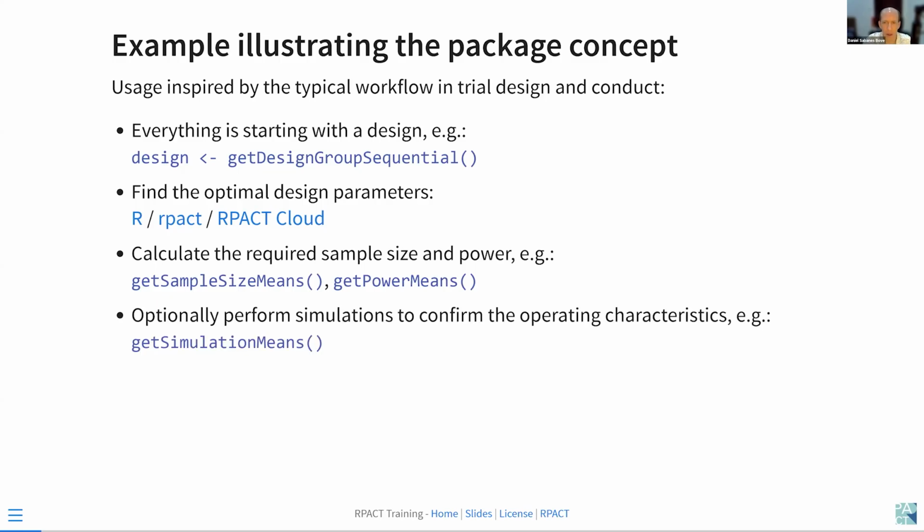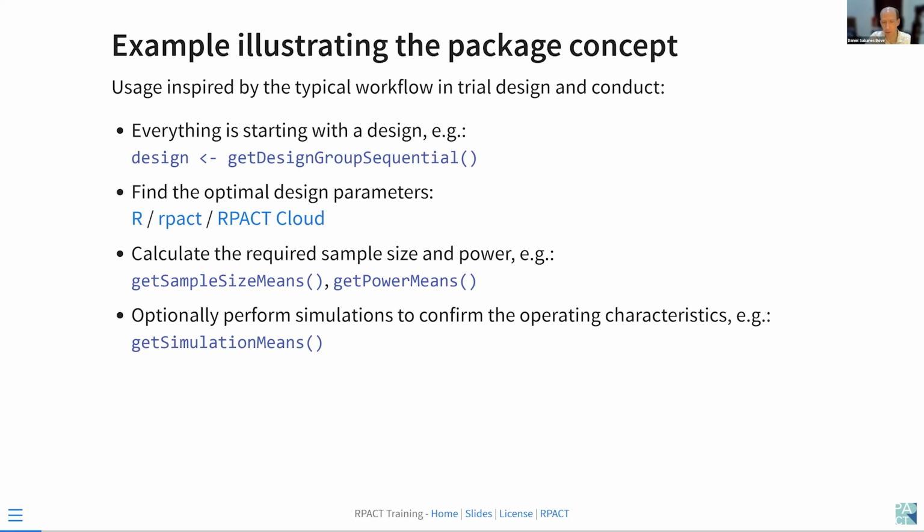We might also perform simulations to confirm the operating characteristics, let's say without the asymptotic assumptions, so basically with finite sample size. Here we can do that, for example, with get simulation means. We will also see that later in an example.